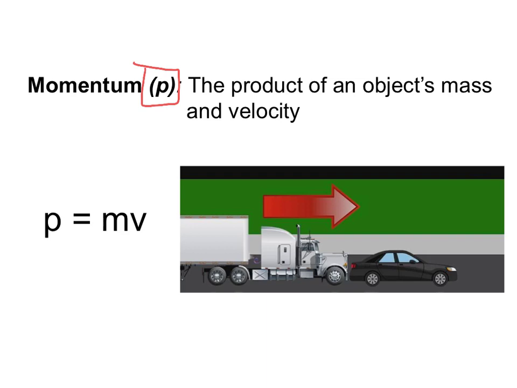Momentum's scientific definition is the product of an object's mass and velocity. And in math, when we use the word product, we're telling us that we need to multiply. So what the definition tells us is that momentum, P, is equal to the mass times the velocity, which is the equation that we see here.